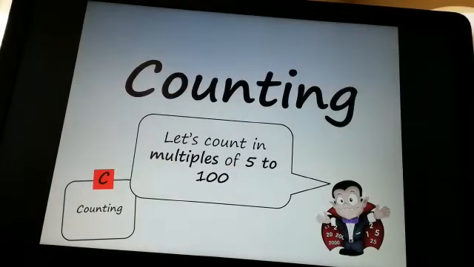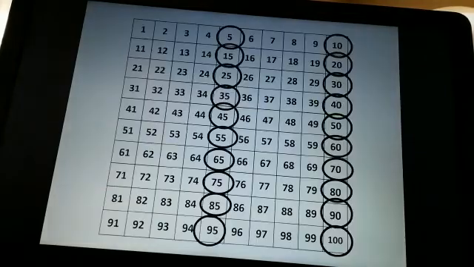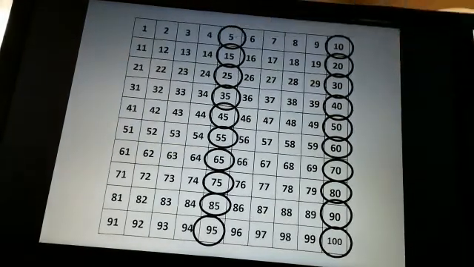Counting. Let's count in multiples of 5 to 100. Remember, multiples of 5 end in a 5 or a 0. Let's go. 5, 10, 15, 20, 25, 30, 35, 40, 45, 50, 55, 60, 65, 70, 75, 80, 85, 90, 95, 100.